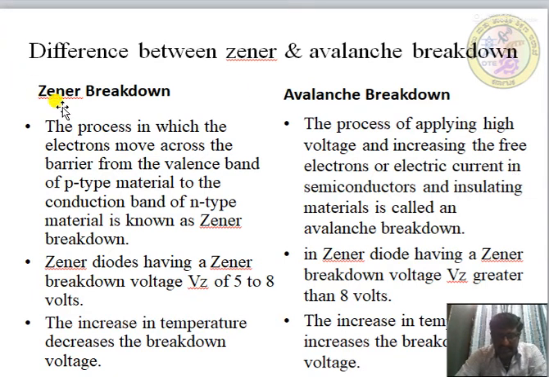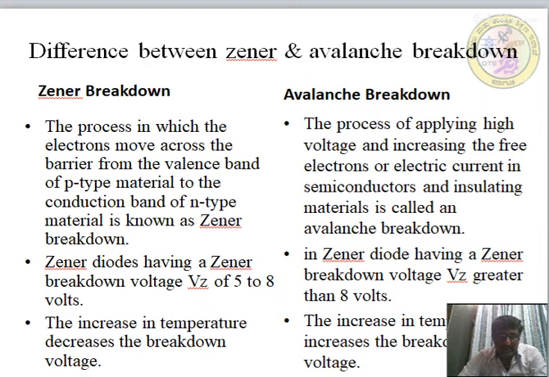So what are the main differences? Zener breakdown is the process in which electrons move across the barrier from the valence band of the p-type material to the conduction band of the n-type material. So when electrons move from p-type to n-type, it is known as Zener breakdown. Avalanche breakdown occurs when a high voltage is applied, increasing the free electrons or electric current in semiconductors and insulating materials. Just by applying the voltage and increasing the free electrons, the avalanche breakdown occurs.